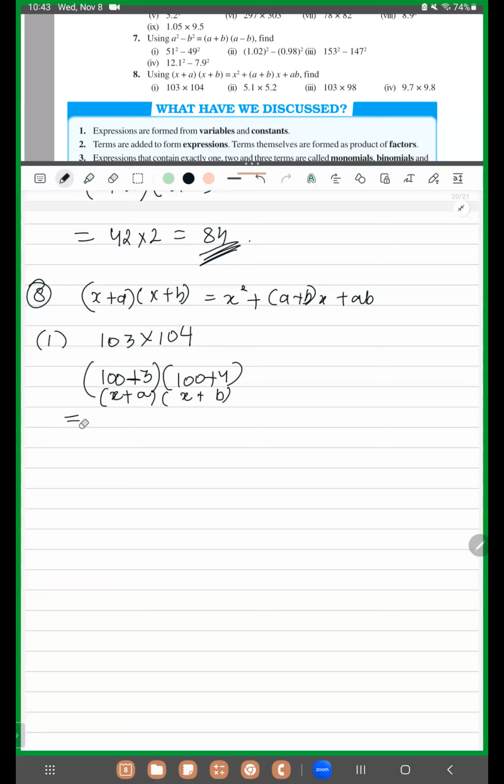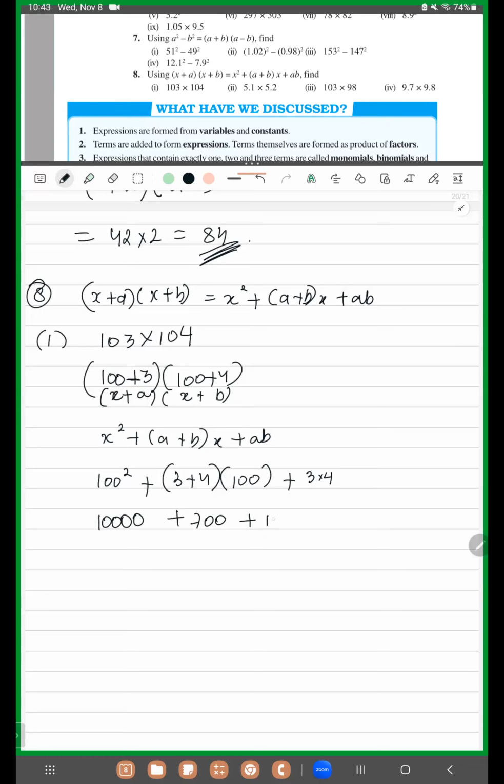Okay, so we'll write the same thing, that equation. Then 100 square plus 3 plus 4 multiplied by 100, plus 3 into 4. Then 10,000 plus 700 plus 12. And that becomes 10,712. Oh, yeah, sorry, 10,000.